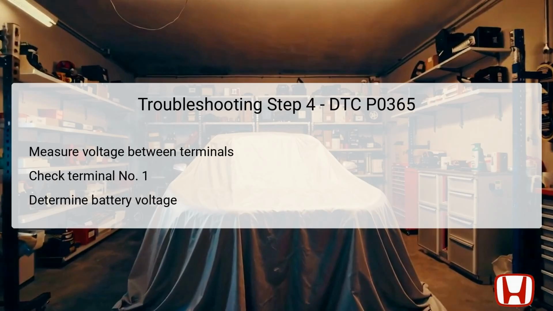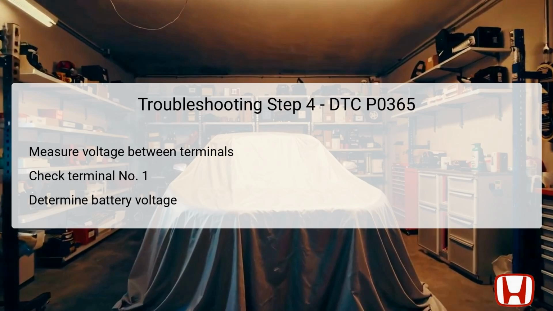Once the CMP sensor connector is disconnected, the next step involves measuring the voltage between CMP sensor 3P connector terminal number 1 and body ground. This is a diagnostic action that allows you to verify whether the necessary battery voltage is present at this terminal, which is crucial for the functionality of the CMP sensor circuit. Terminal number 1 should present a valid voltage reading.